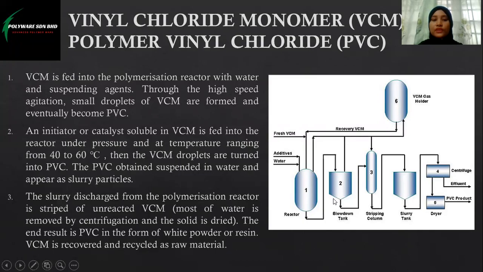The PVC obtained is suspended in water and appears as slurry particles. The slurry discharged from the polymerization reactor is stripped of the unreacted VCM. In the end result, the PVC is formed as a white powder or resin, and the VCM is recovered and recycled back as raw material.